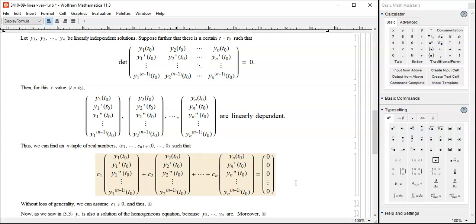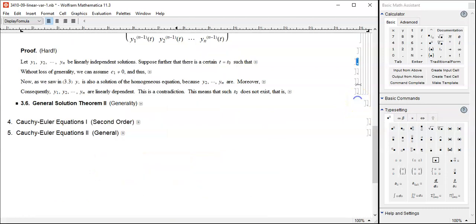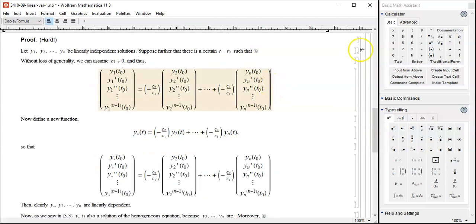Now here's a clever idea. Without loss of generality, we can assume C1 is non-zero. Well, what if C1 is 0? There has to be some non-zero somewhere. For example, C17 is non-zero. Switch it around and rename it, and I can make C1 non-zero. It's just switching the order, and addition is commutative. You can always do that. That's basically what we mean by without loss of generality. So C1 is non-zero, and we can divide by C1.